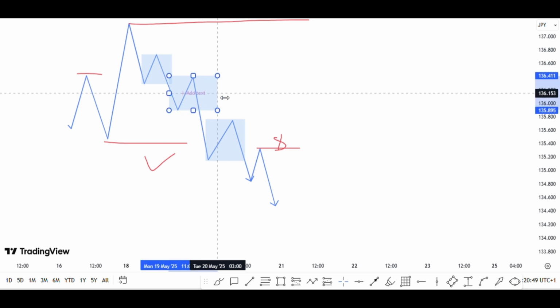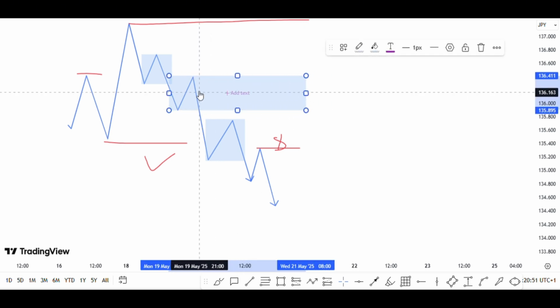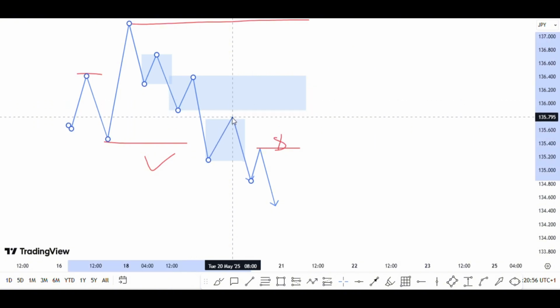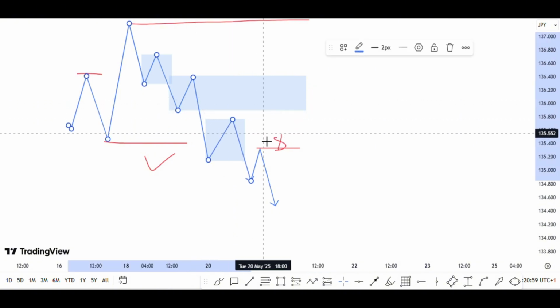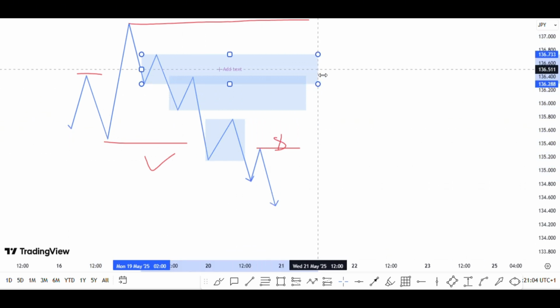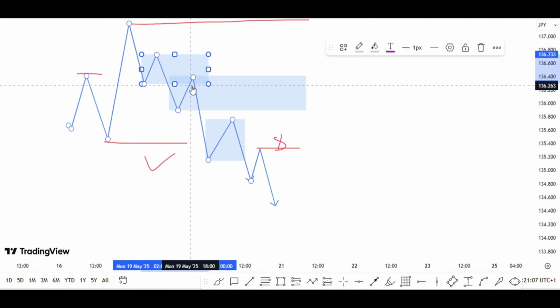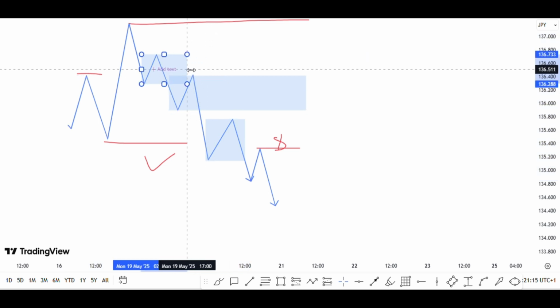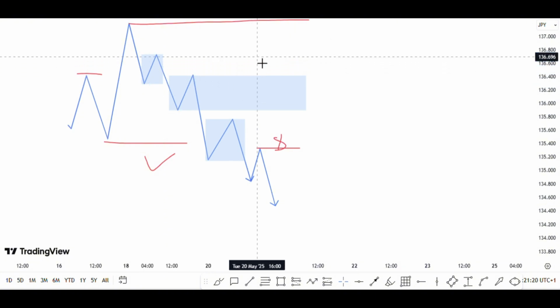If I move this one again, you see that this one has not been mitigated because market refused to touch it. You only move close to it, form a fair value gap, and drop. And onto the next one, if I extend this one, you see that this one has also been mitigated by this next order flow. So it means that we can't use this because it has already been mitigated.